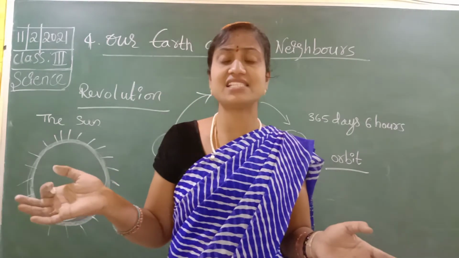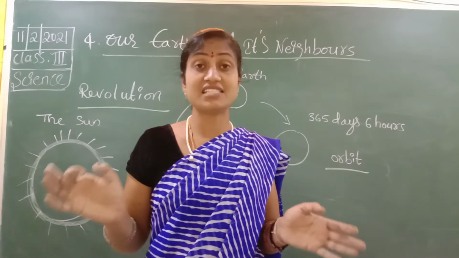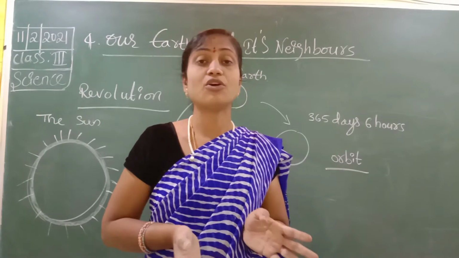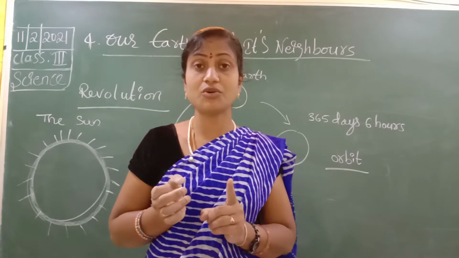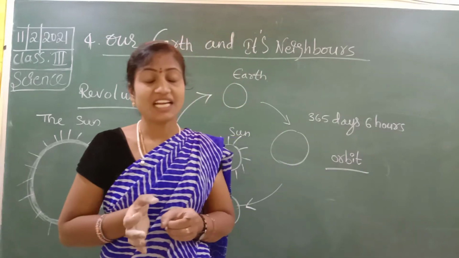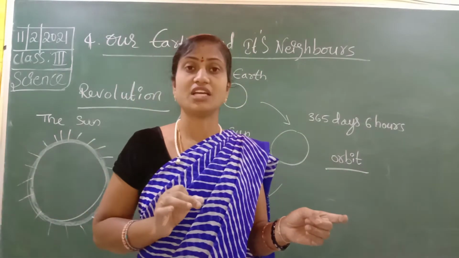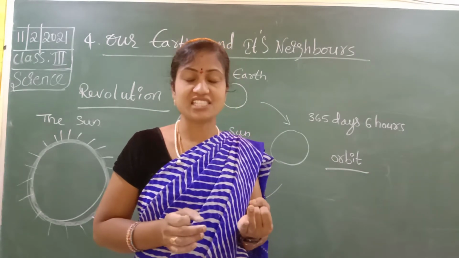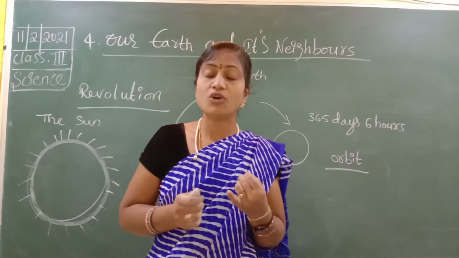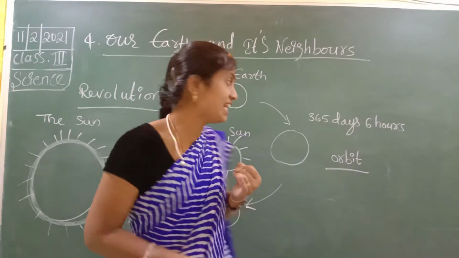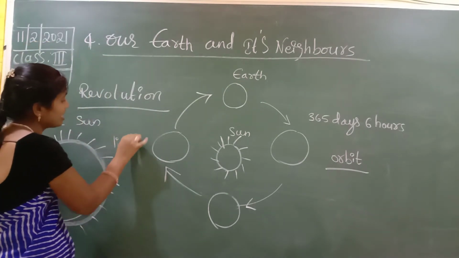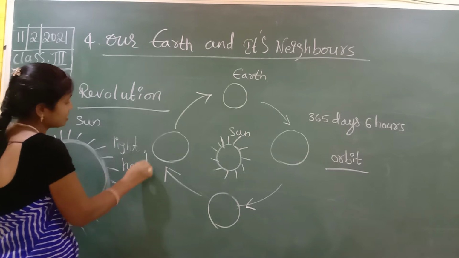All the remaining planets and satellites depend on the sun only for light and heat. Each and every one, planets and satellites, we are also depending on the sun only. Only the sun has its own light and heat.